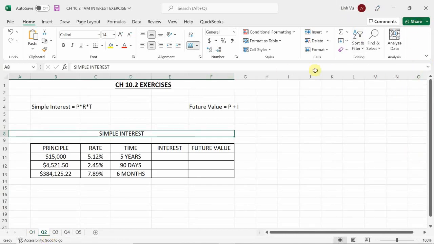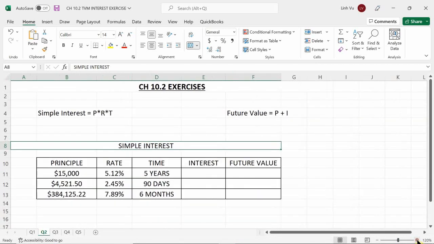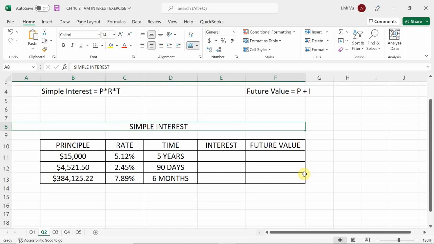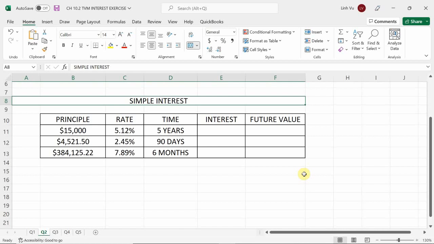So let's practice this simple interest here. If I have a principal of $15,000, an interest rate of 5.12%, and I have 5 years on it, what would be my interest here?